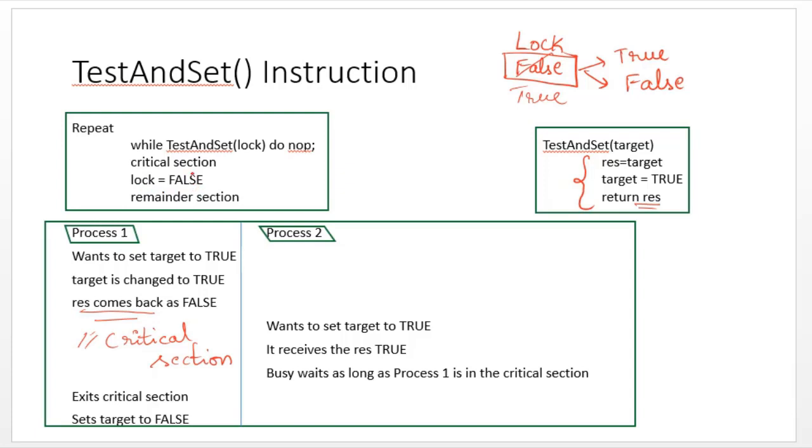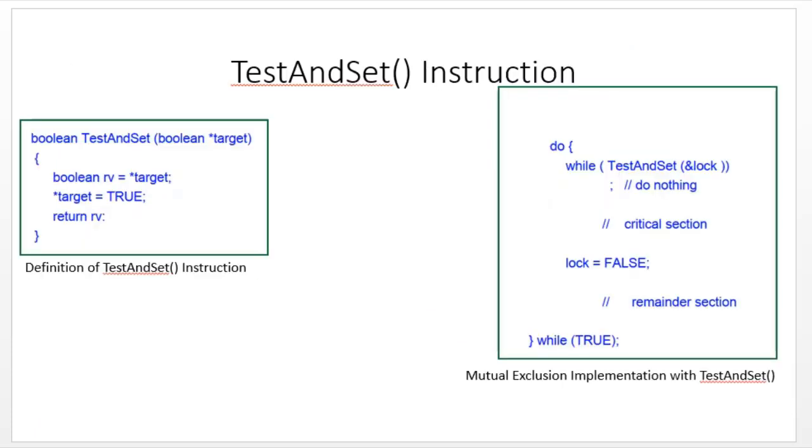Okay, please note that this synchronization mechanism ensures mutual exclusion, but it does not guarantee bounded waiting. That means some process may starve forever. Next, let us proceed. This is the code as it is given in your textbook. The logic I have already explained in my previous slide. You just go through the code, you will understand.